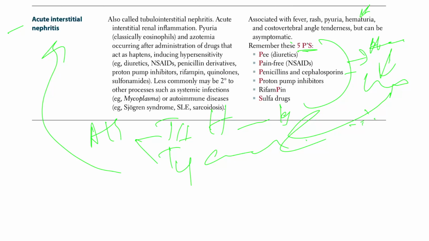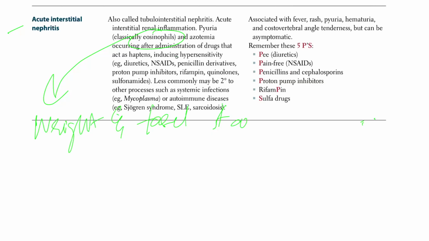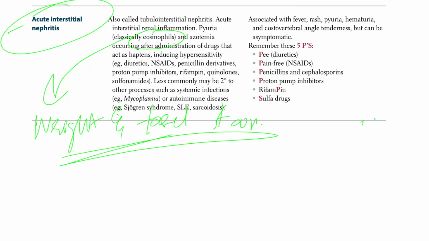One more important thing: how can you check for eosinophils in urine? That is the Wright and Hansel stain, which is really important to diagnose this. So the Hansel stain detects eosinophils in urine. In this disease you need to figure out if there are eosinophils there or not.